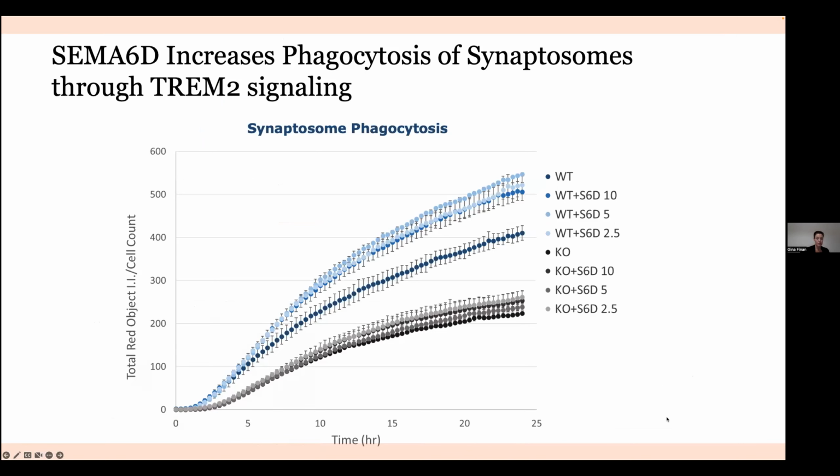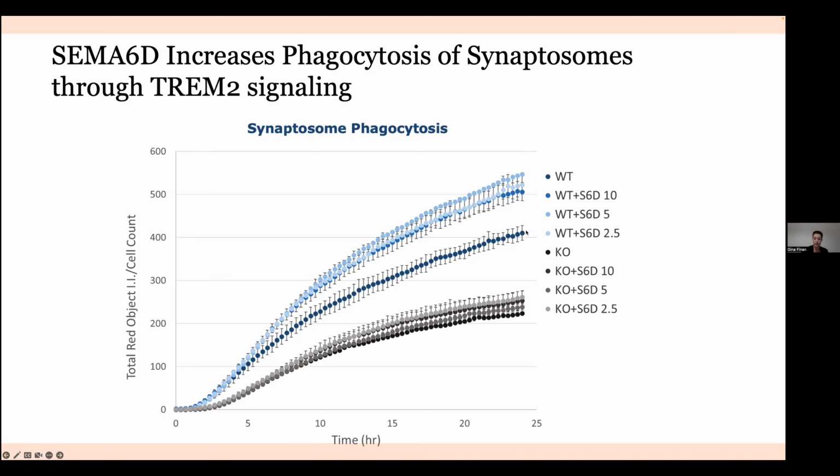We wanted to test the effects of SEMA6D on our microglia by measuring phagocytosis with fluorescent imaging, and found that SEMA6D increases phagocytosis in wild type cells by about 40%, and these are our blue points.